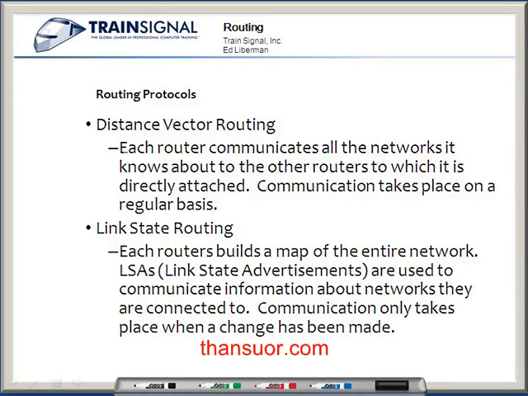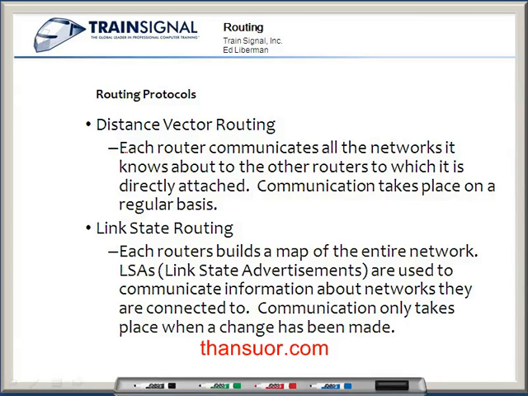Now, with distance vector routing, each router communicates all the networks that it knows about to the other routers to which it's directly attached. Matter of fact, that's a lot like the demonstration I just did, right? Each router is communicating the networks it knows about with any other router that it's connected to. Now, communication takes place on a regular basis when it comes to distance vector routing.